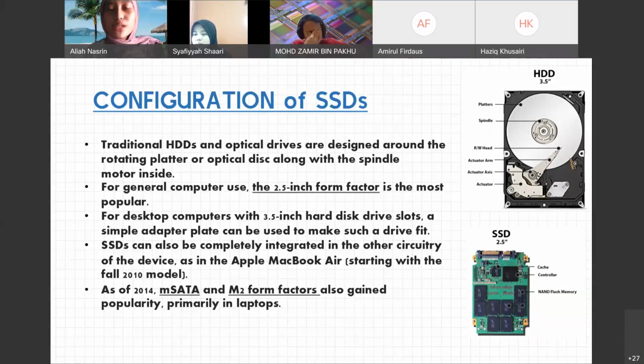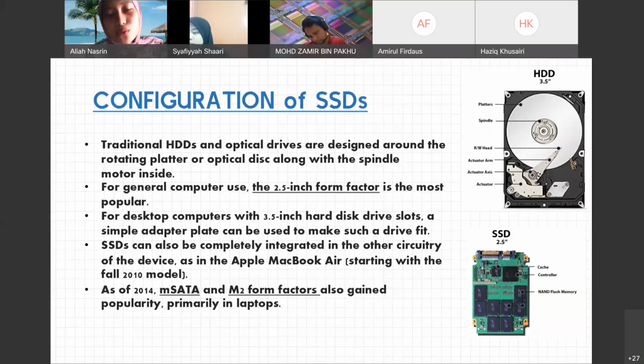For a general computer, we usually use the 2.5-inch form factor, which is mostly found in laptops and is the most popular. And for the desktop computer, we use a 3.5-inch hard disk drive slot, and a simple adapter plate can be used to make such a drive fit. Other types of form factor are more common in enterprise applications.